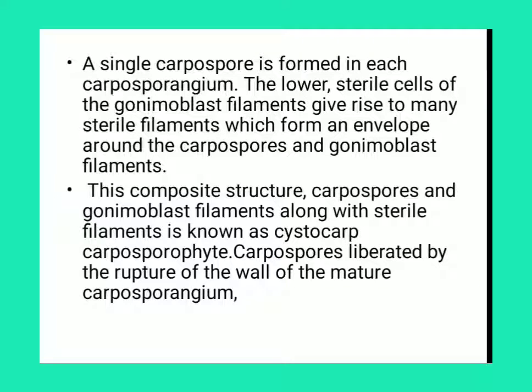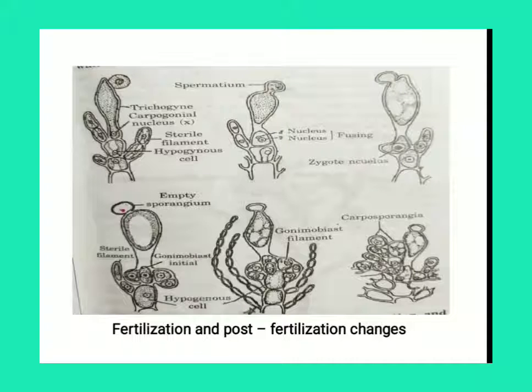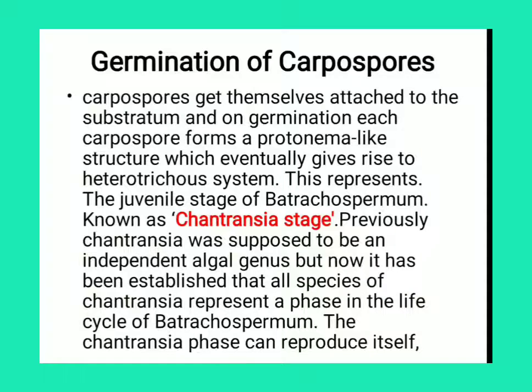Okay, after the gonioblast filaments are converted into the carposporangia, this structure is the wall of the carposporangia, and they break, and some carpospores are liberated from this structure. Okay, on germination the carpospores attach themselves to the substratum, and each carpospore forms a protonema-like structure, which eventually gives rise to a heterotrichous system. This represents a juvenile stage of Batrachospermum, known as the Chantransia stage.